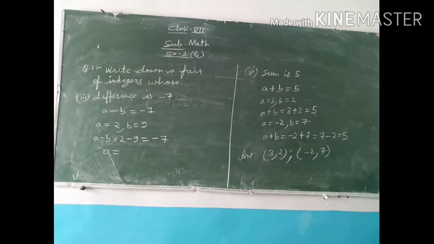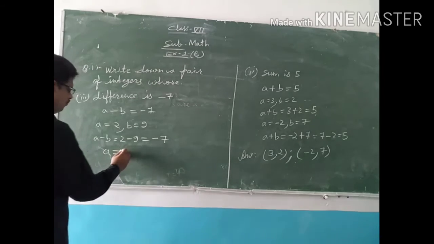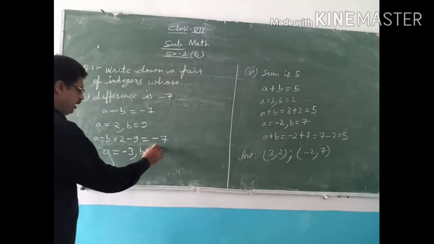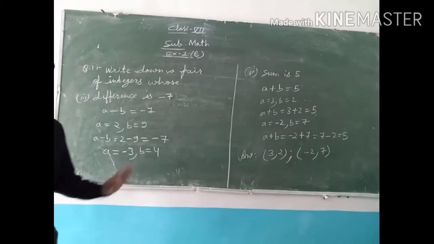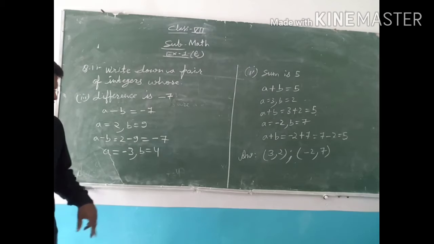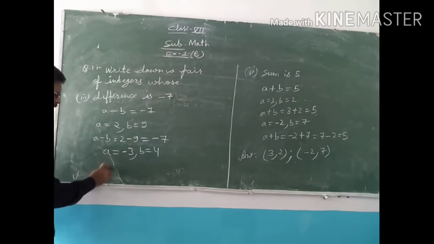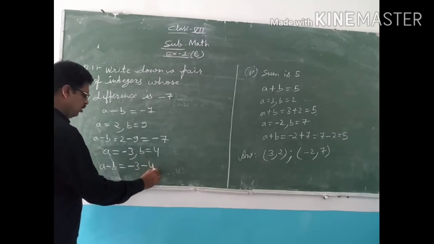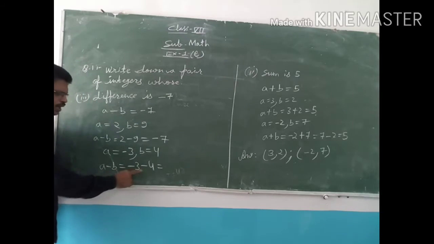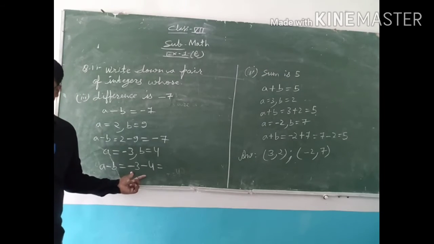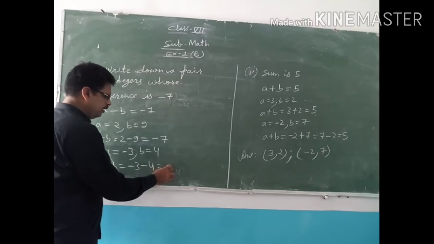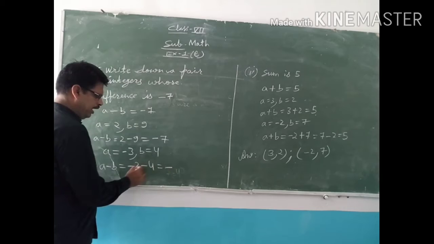Okay. So now one positive and one negative we will have to take. Now a is equal to minus 3 and b is equal to plus 4. So one is negative, one is positive. So we have to put the values: a minus b is equal to minus 3 minus 4. So that means now both are negative. Both are negative. So I have told already, when both are negative, then the minus sign will come and addition will happen.